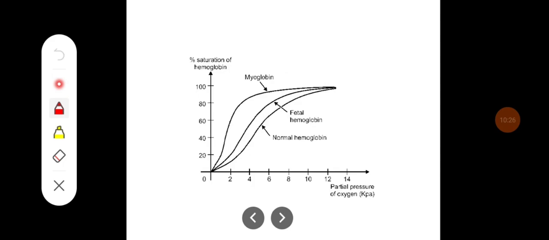Here you can see the difference between normal adult hemoglobin and normal fetal hemoglobin and myoglobin. For fetal hemoglobin and myoglobin, the oxygen dissociation curve is going to shift more to the left side.